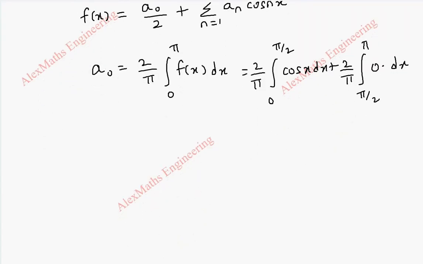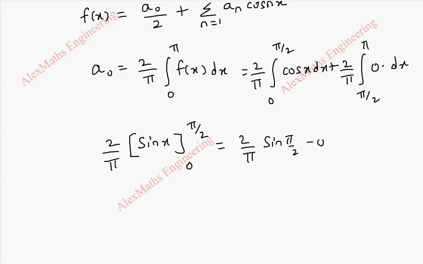We are going to integrate the first part. Cos x integration is sin x, and we have a limit from 0 to pi by 2. When we apply the upper limit, we get sin pi by 2 minus sin 0. Sin pi by 2 is 1. So totally this is 2 by pi. So we got a0, which is 2 by pi.